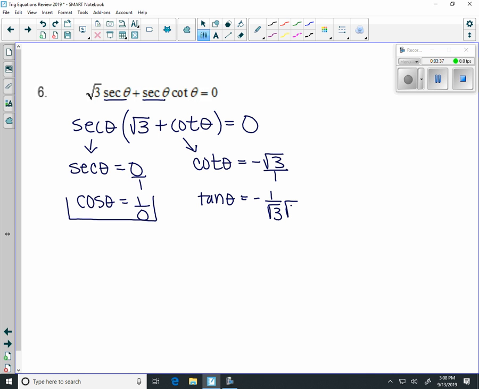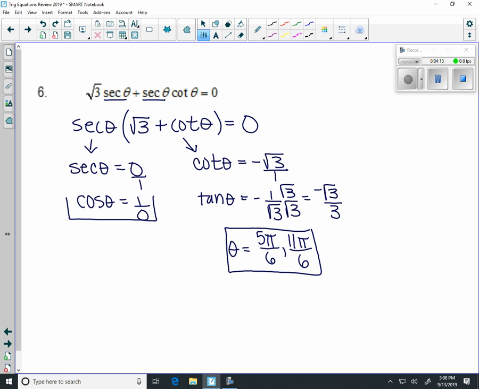Remember, to make that a ratio that we're used to seeing, you would want to rationalize that denominator. There are those radical skills that I said were important. And now we can think about tangent. So tangent is radical 3 over 3 at our sixths. And tangent is negative in quadrants 2 and 4. In quadrant 2, our sixth is 5 pi over 6. And in quadrant 4, our sixth is 11 pi over 6.